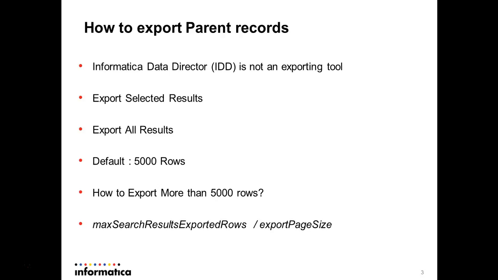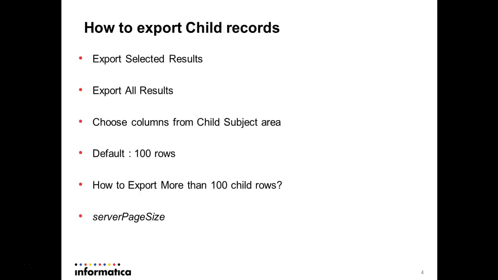So we can see how to export more than 5,000 rows, and also how to export many child records. Let's say you have the organization subject area. In that organization subject area, I have an address child subject area. For one particular organization, I have more than 1,000 addresses. So how do I export all these 1,000 records associated with my parent record?